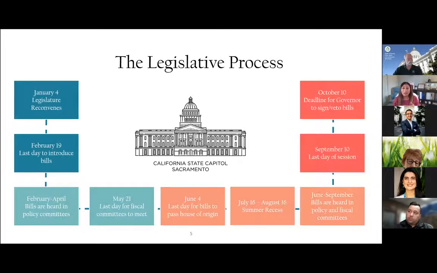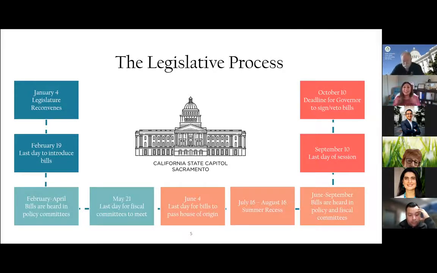Is it just a sunset that's taking effect and you just want an extension, but the funding is still there, the need is still there? Then everything goes to the floor. Assembly floor, Senate floor, which means all 80 assembly members and all 40 senators get to vote on these pieces of legislation that pass through all of these committees.